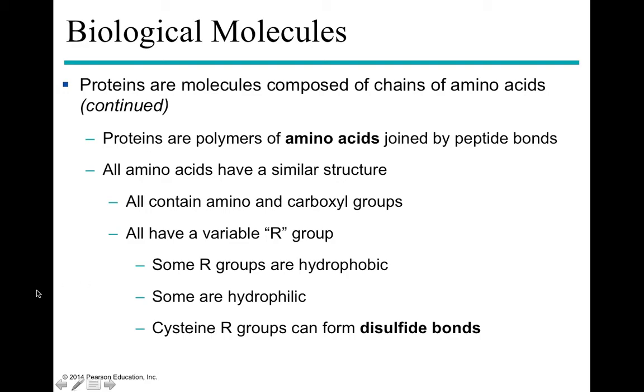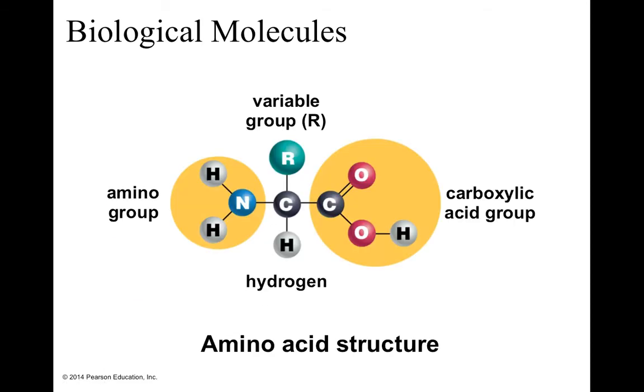A specialized group called cysteine has a sulfur in there that can bind to another sulfur, so 2 cysteine groups can come together to form something called a disulfide bond, which is kind of like a piece of Velcro in the middle of the protein that allows it to fold in a particular way.